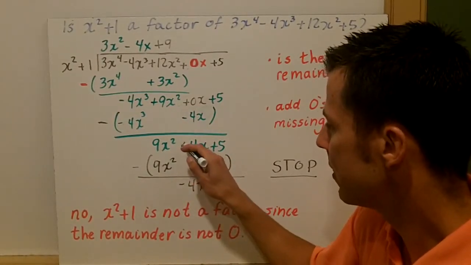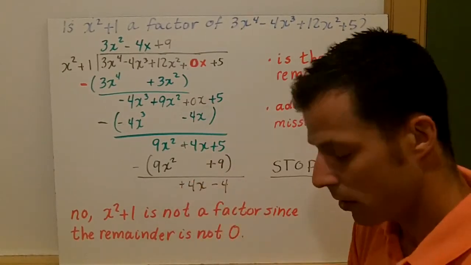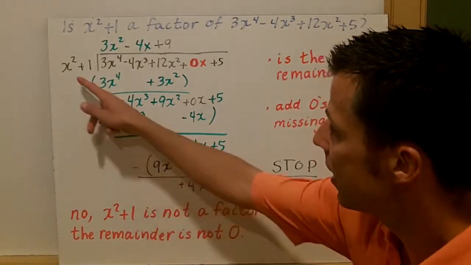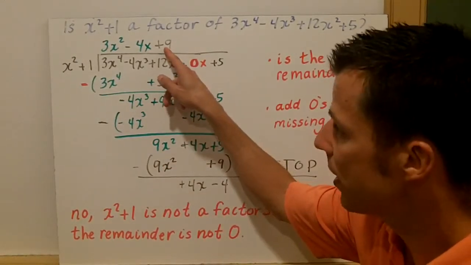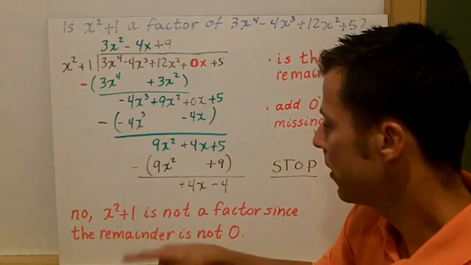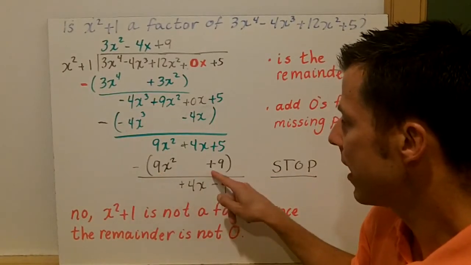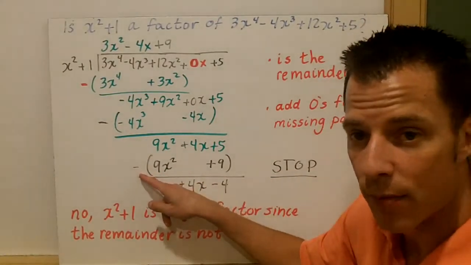Okay, we'll make that a positive. I missed that sign there. Now, does x squared go into 9x squared? It does 9 times, and you multiply 9 to both these terms. So you get 9x squared plus 9, and we subtract off both terms.